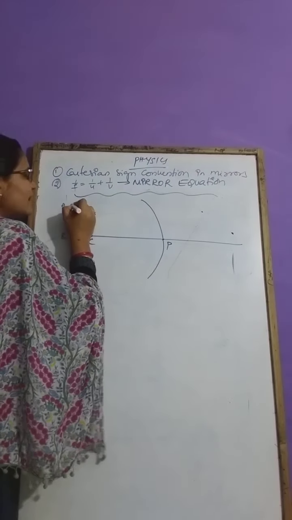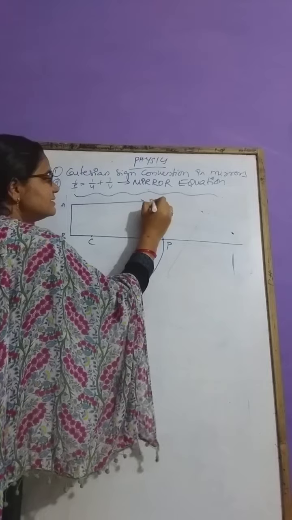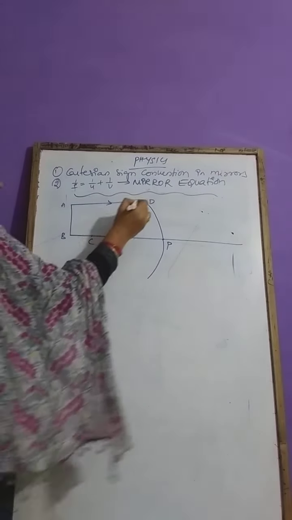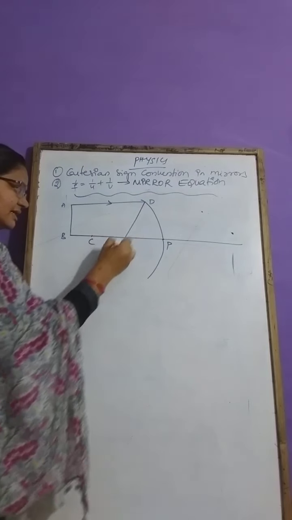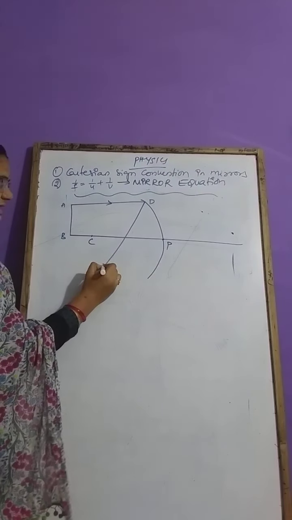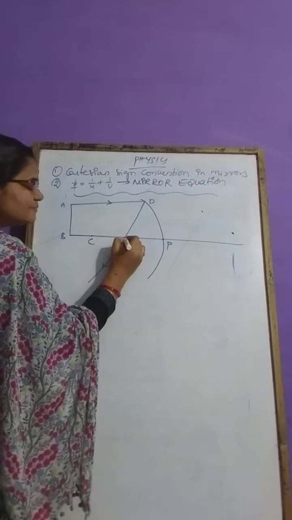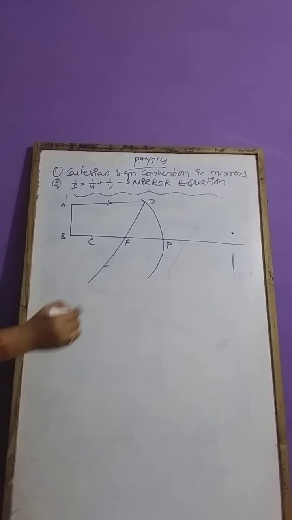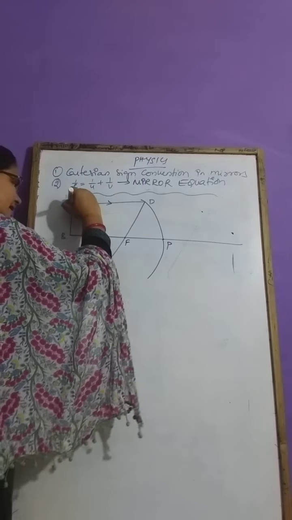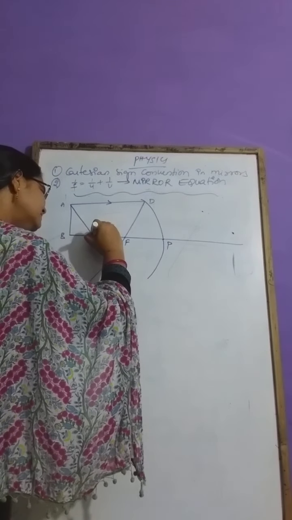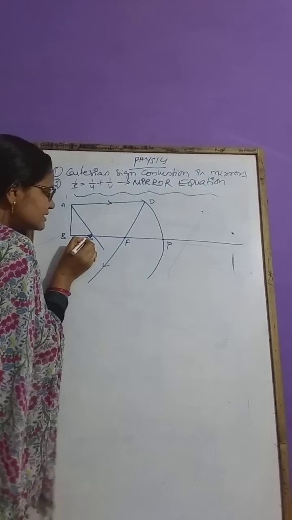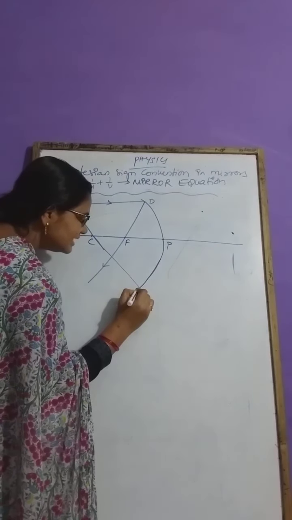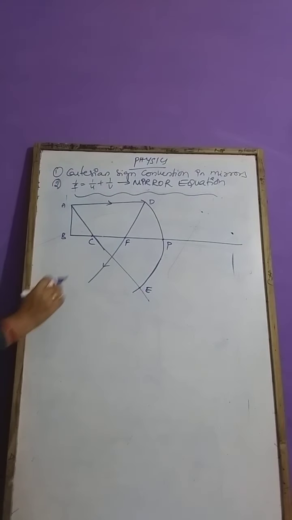Let us assume a light ray AD traveling parallel to the principal axis in this direction. After getting reflected, it travels in this direction, and let this point be the focus where all the rays generally meet. Then let us assume another light ray that is passing through the center of curvature C and falling on the mirror, touching the mirror at E.